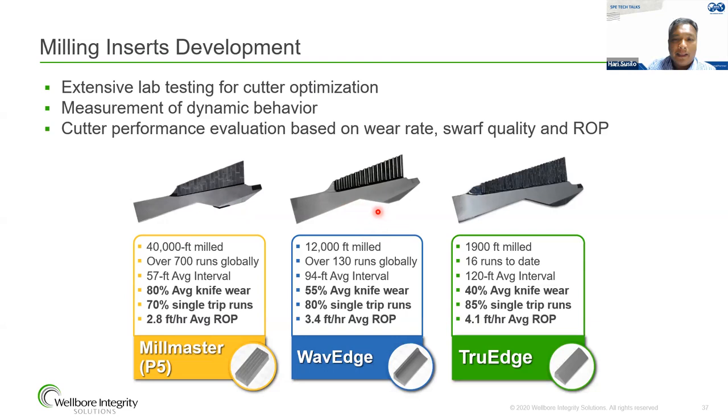Then this is the latest one, we call it True Edge. True Edge was just launched 6 months ago. Since the first launch until now, it has milled around 1900 feet according to our database. There are 16 runs to date, where the average ROP is actually double compared to the previous P5 model. The average knife wear is very minimal, only 40%. And 85% are used in single-trip applications, which is quite a high number.